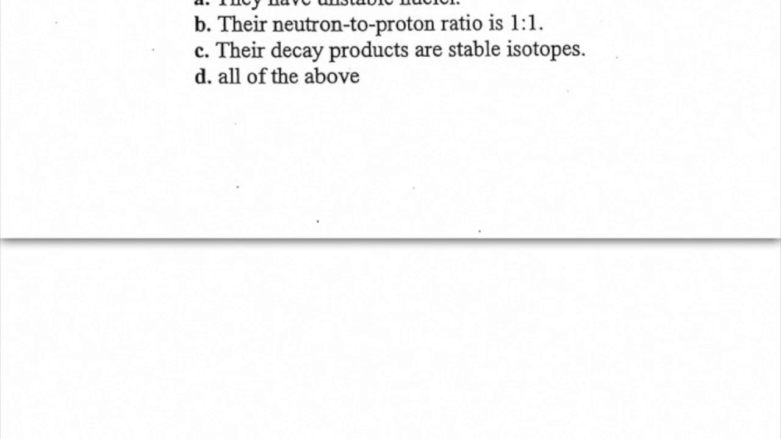Which of the following is always true about radioisotopes? Well, the only answer here that is completely true all the time is choice A. They are all unstable. They do not generally have a 1-to-1 ratio; that would actually be fairly stable and not radioactive. And the products of radioactive decay are not always immediately stable. Sometimes it takes several decay cycles for a radioisotope to produce a stable isotope. So all of the above is not a choice either.